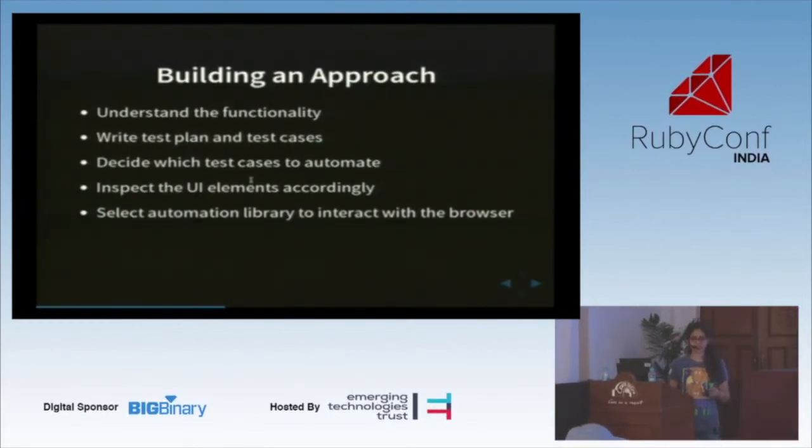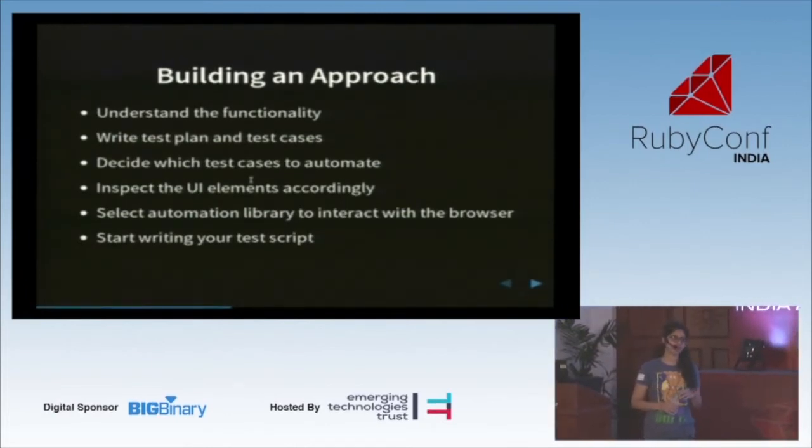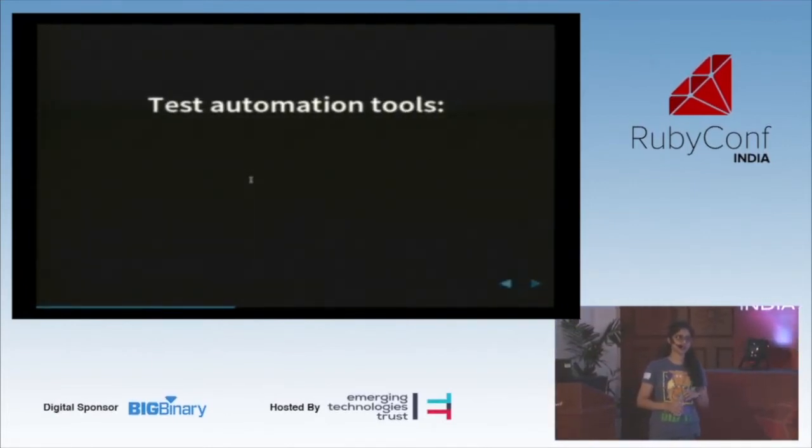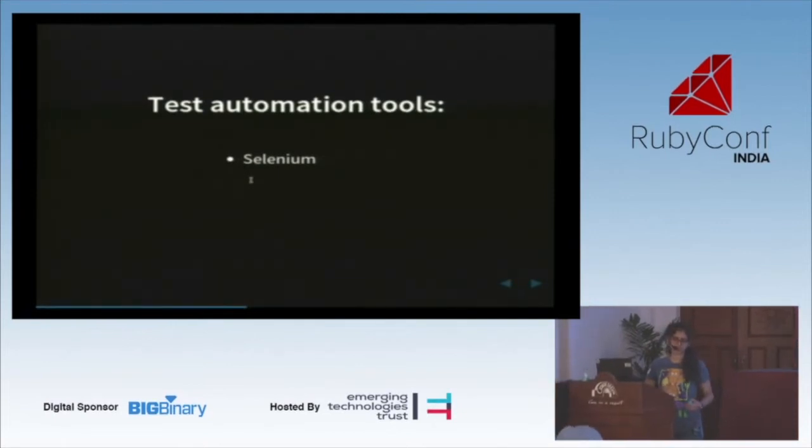Select the automation library to interact with the browser. You need to select which automation library you want to use while you're interacting with the browser. Depending upon your choice, you could use Selenium, WATIR, or we'll just see later. Last, you can start writing your test script.